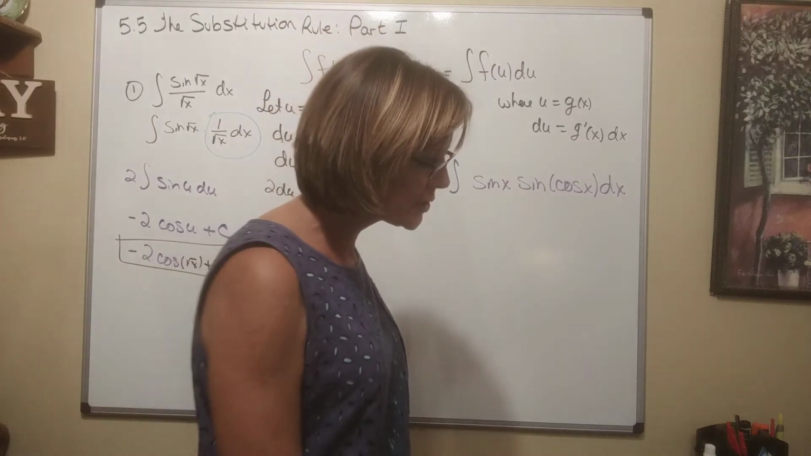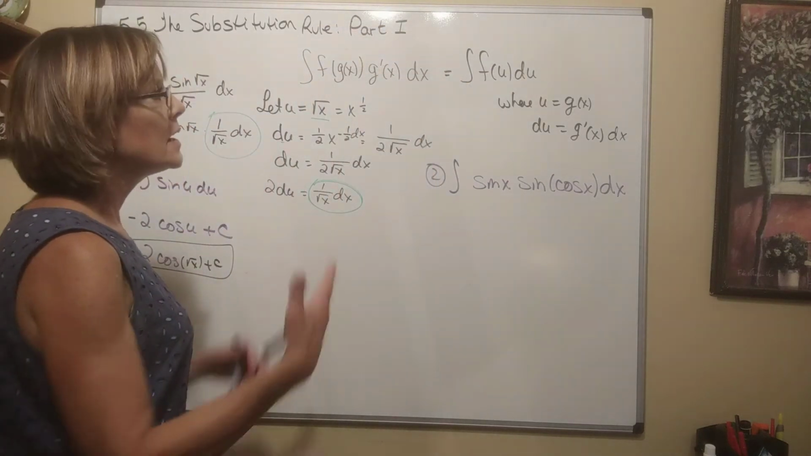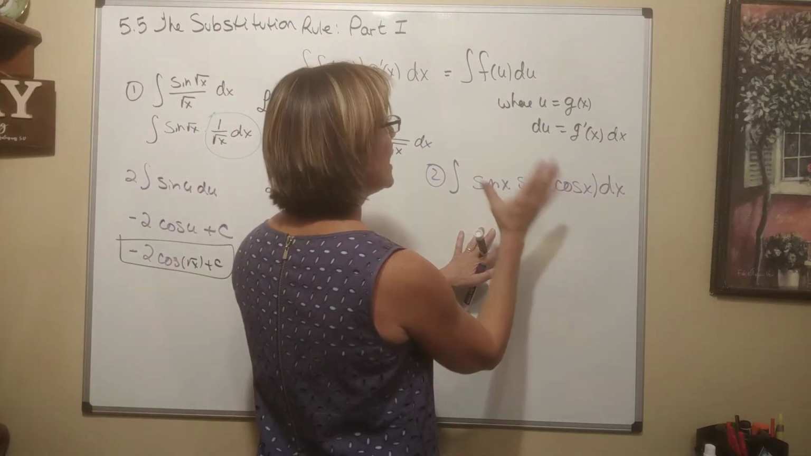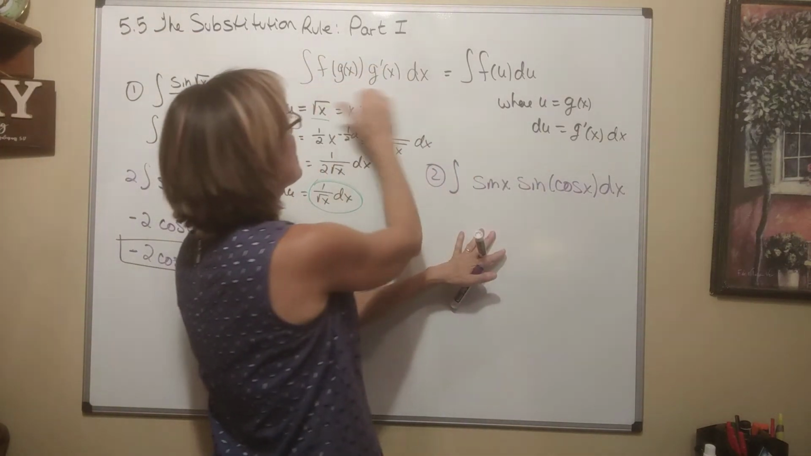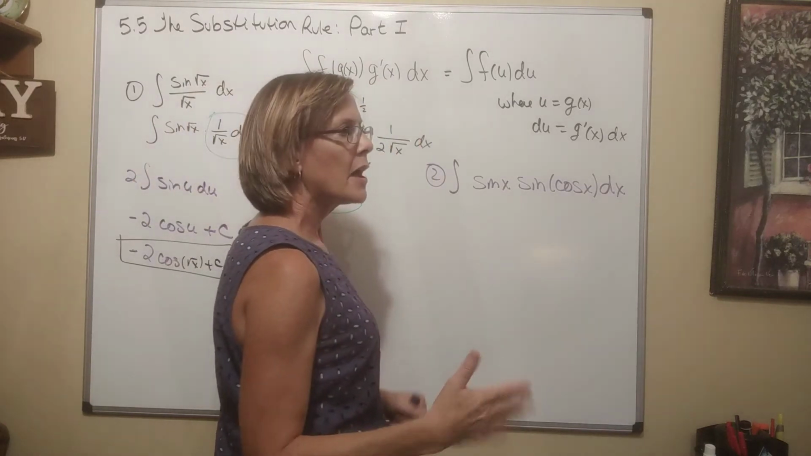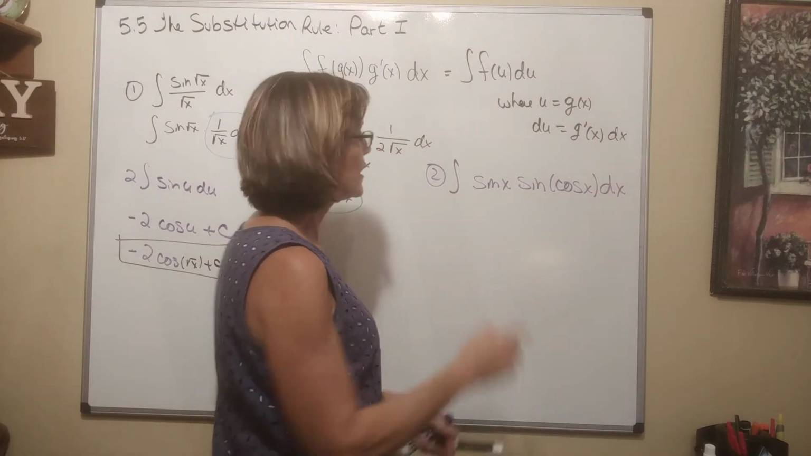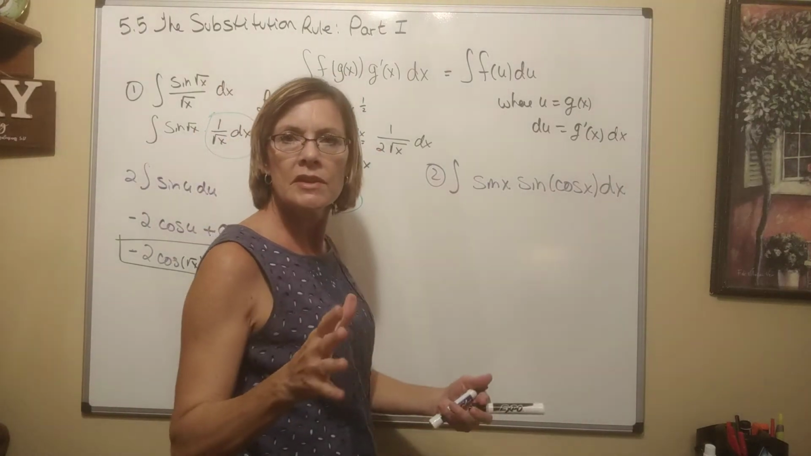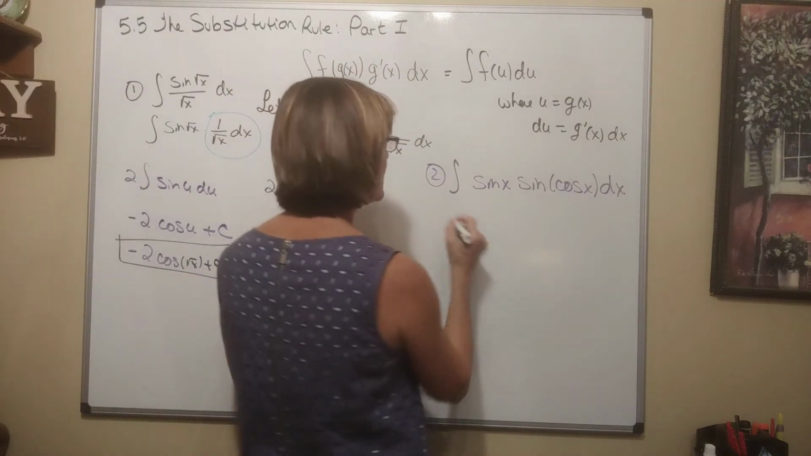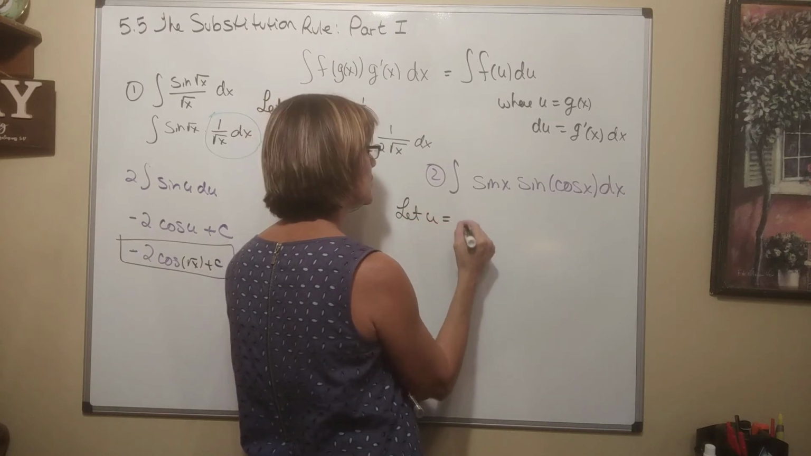So when you're first doing this, you don't automatically know what to let it equal, but it helps if you're looking for something in mind. What I want to see in here is a derivative of something. I want to be able to see just a clean derivative. So if I think about it, the derivative of cosine is negative sine, and I do see a sine there. I'm going to give this a shot and see where it leads me. So let's let u equal the cosine of x.